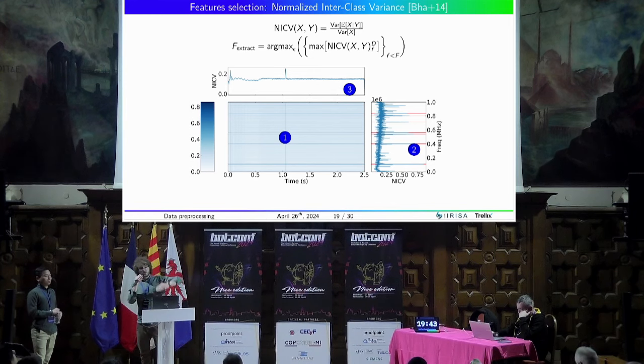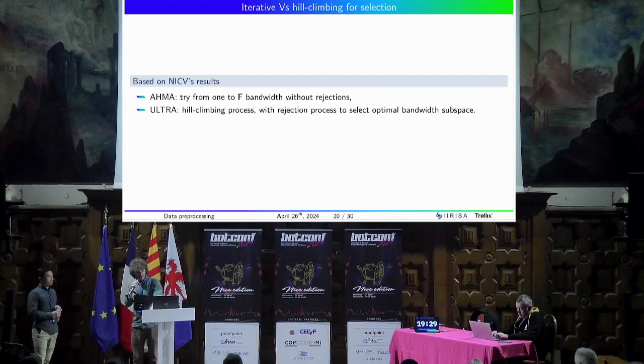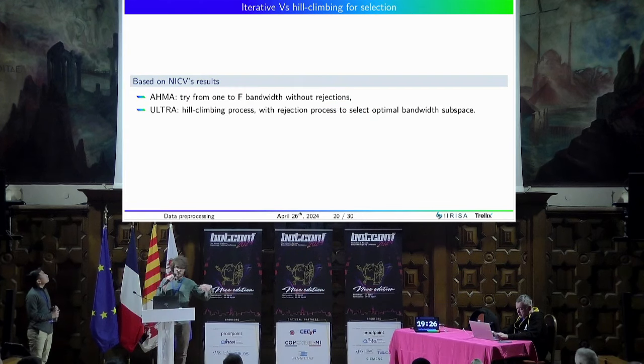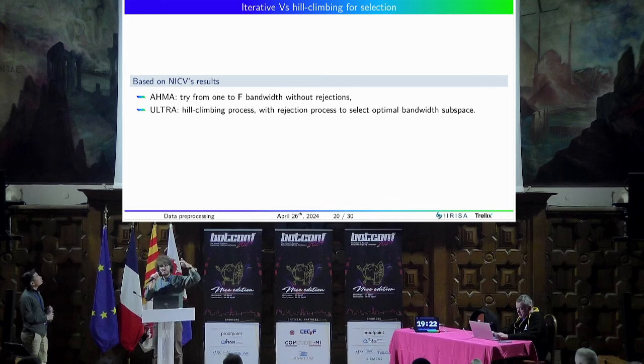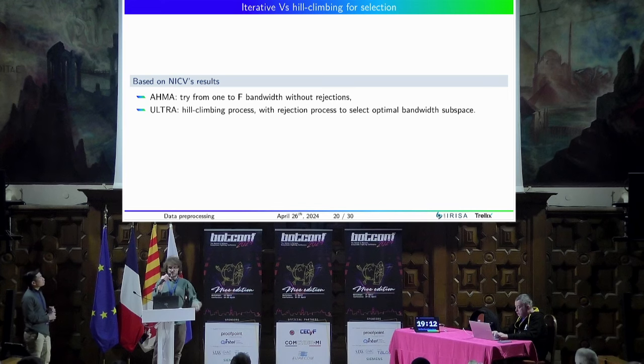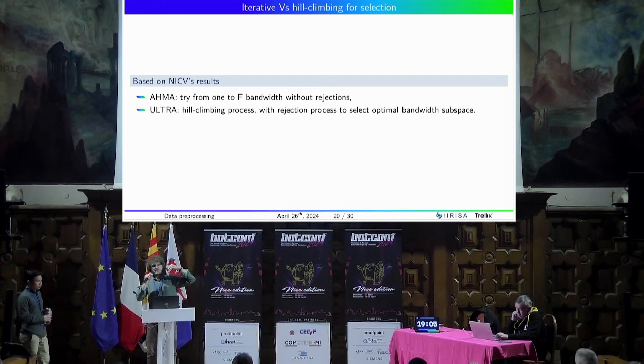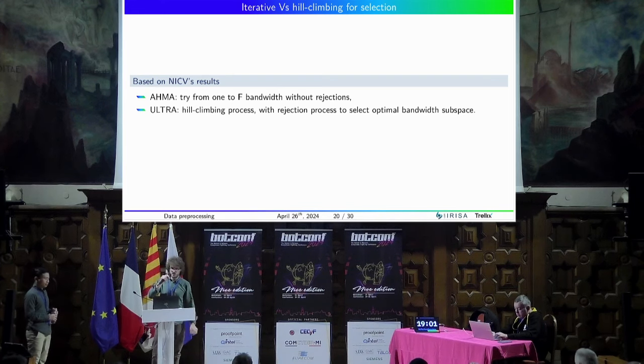So we can sort the bandwidths by their influence on our distinct classes. What we did is extract the bandwidths and try to classify using only these bandwidths. For AMA, we just take one bandwidth, try to classify at one, at two, at three, at four, and when we reach the maximum, we stop the training. And for Ultra, we developed a smarter method: we try to add one bandwidth, then another one. If the accuracy decreases, we remove it. If it increases, we keep it, and we keep going until we have tried all the bandwidths, with a limited number in order to be able to compute everything.